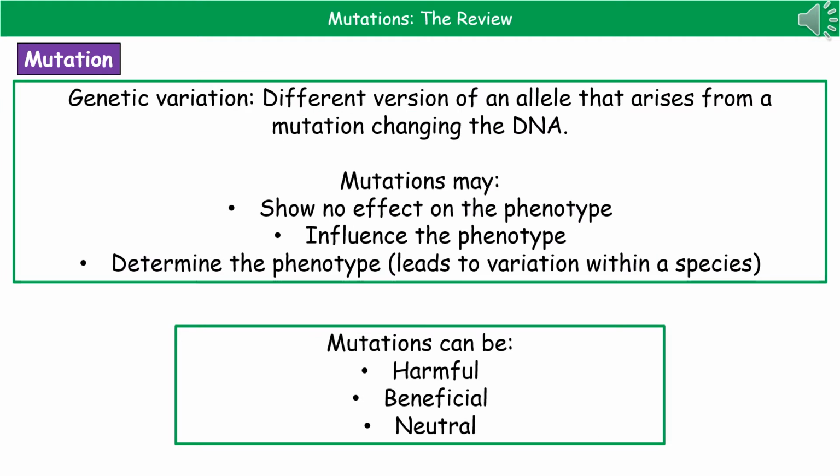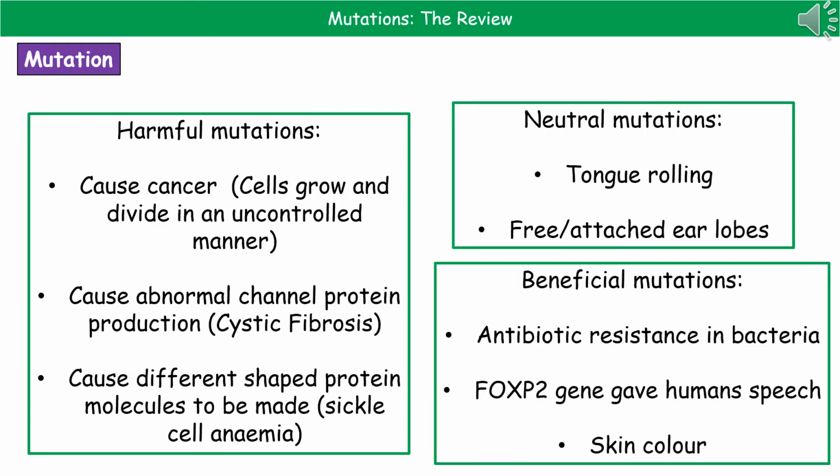When we're talking about genetic variation, this is different versions of an allele that arise from mutations changing the DNA. Now, mutations may show no effect on the phenotype, influence the phenotype, or determine the phenotype, which leads to variation within a species. When we get a mutation, it could either be harmful, beneficial, or neutral.